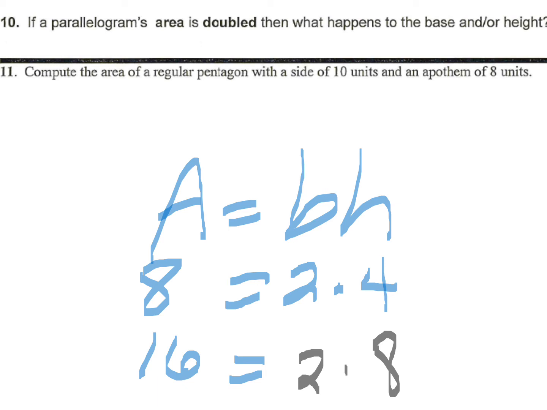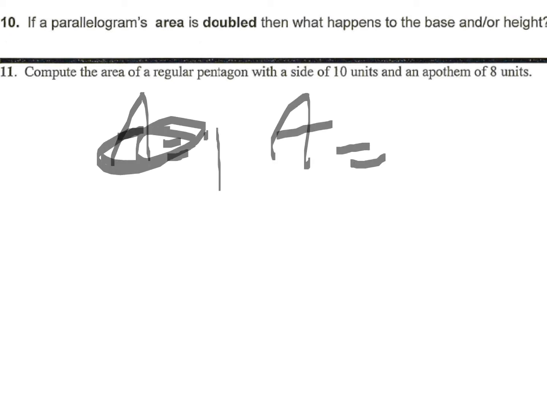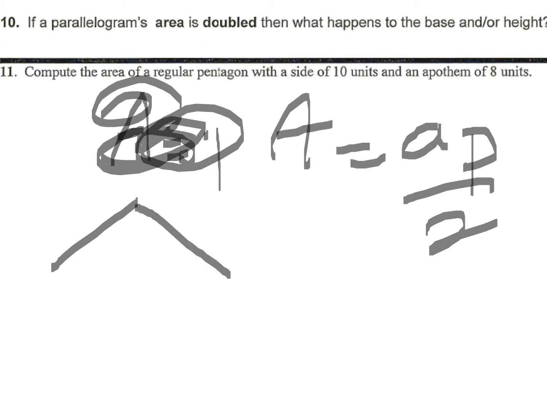Then compute the area of a regular pentagon. There's your weird formula. Apothem, area equals the apothem times the perimeter all over 2. So you can draw it if you need to. Okay, a little pentagon, that's the 5 sides. Hopefully remember that from last chapter. Each side is 10 and the apothem is 8.